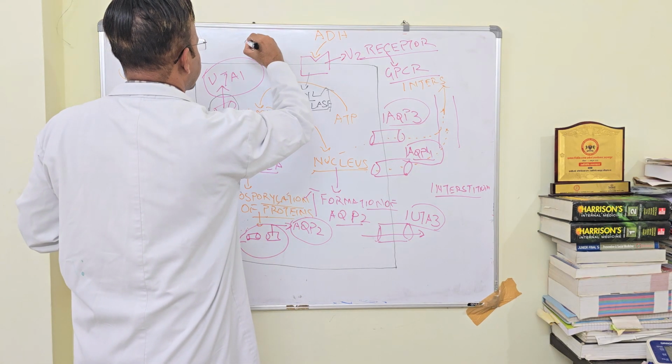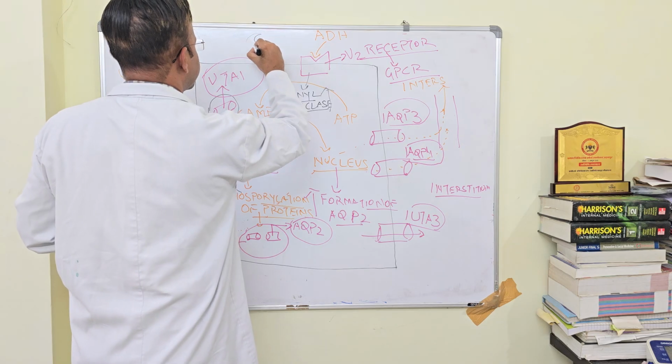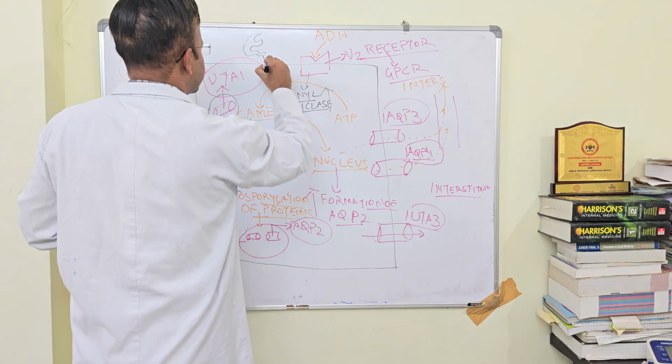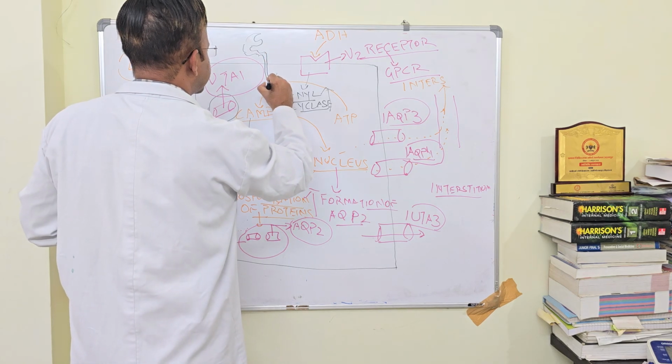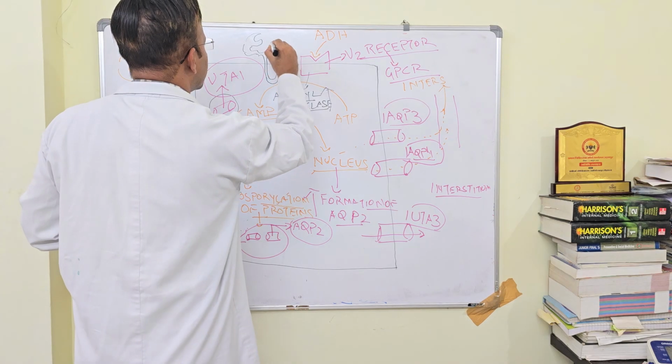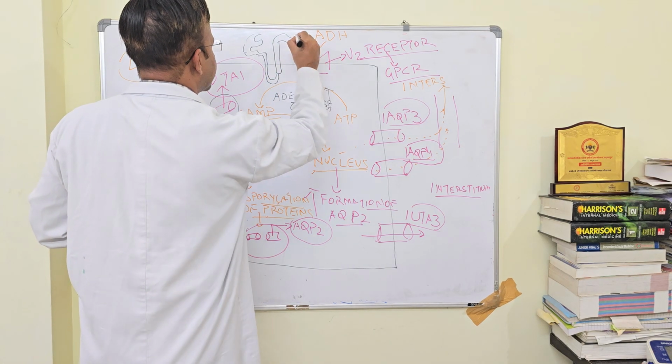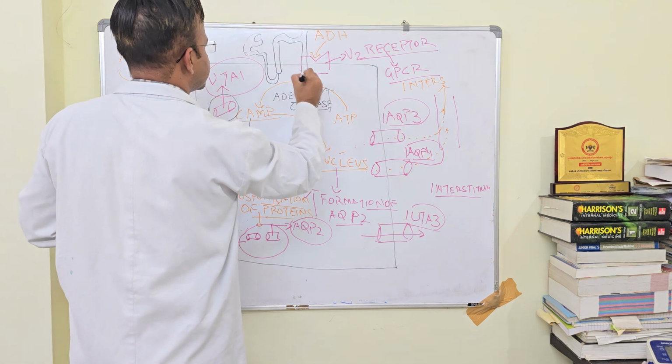If I draw a small diagram of the nephron, it will be a lot more clear. PCT, then your descending limb of loop of Henle, ascending limb of loop of Henle, and collecting duct.